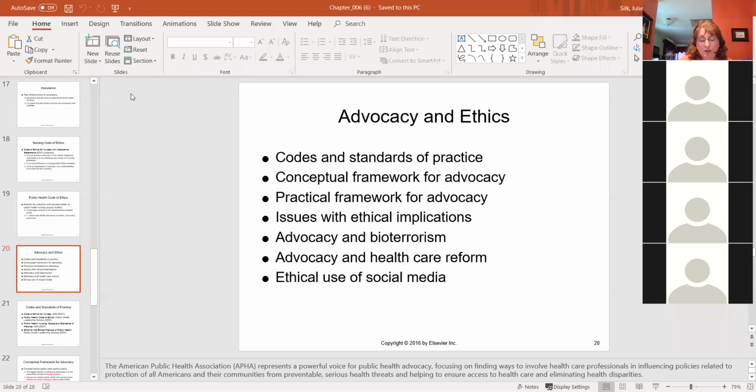Okay, so the American Public Health Association represents a powerful voice in public health advocacy. They focus on finding ways to involve healthcare professionals in influencing policies related to protection of all Americans and their communities from preventable, serious health threats, and helping to ensure access to health care and also eliminating health disparities.